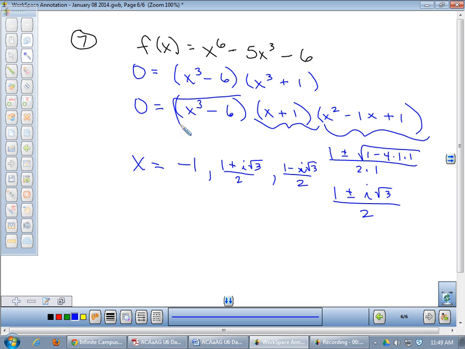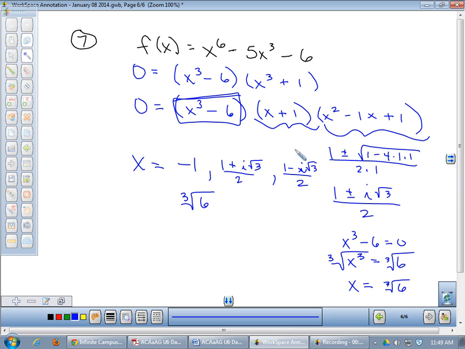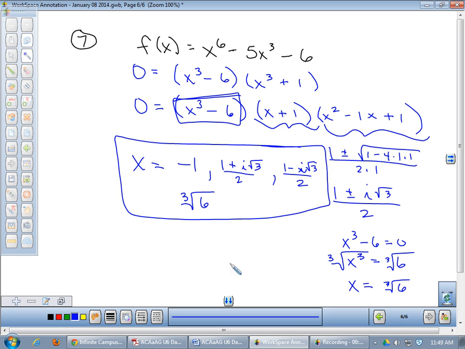So now we got this one right here. How do we deal with that one? Move the 6 over and take the cube root. Yep, that's all we do. So cube root of 6. Now remember, with your even roots you get plus or minus, but with your odd roots you do not. So my last zero is the cube root of 6. Ta-da! And we're done.